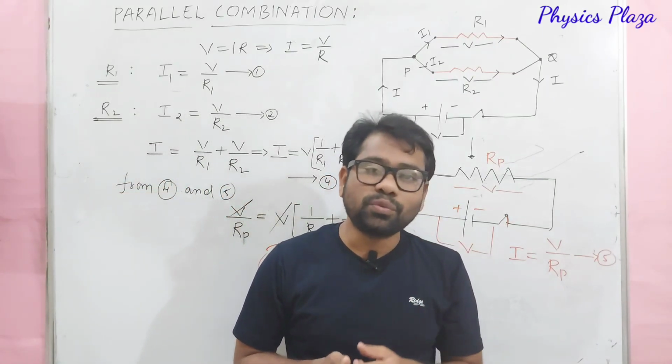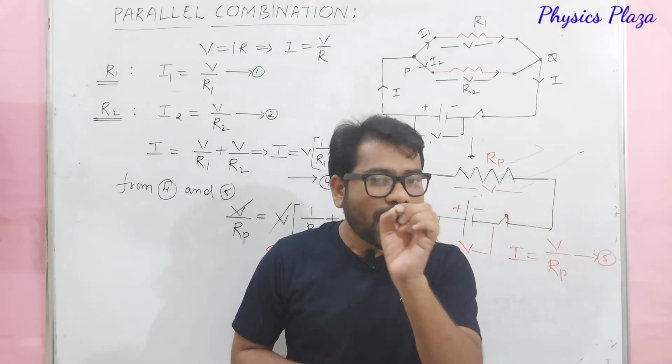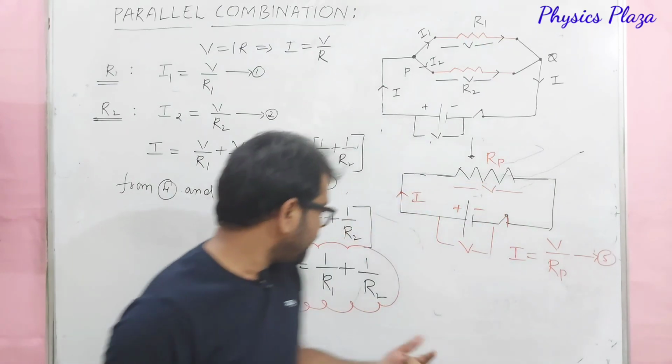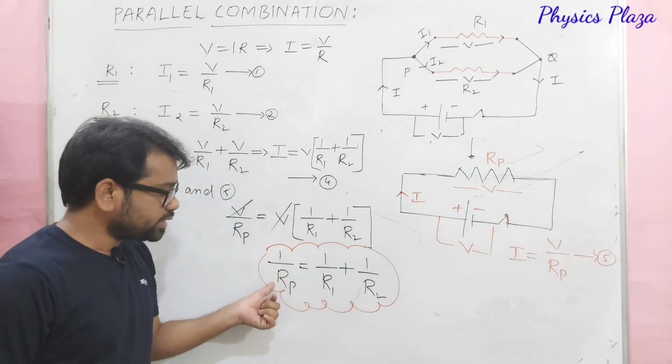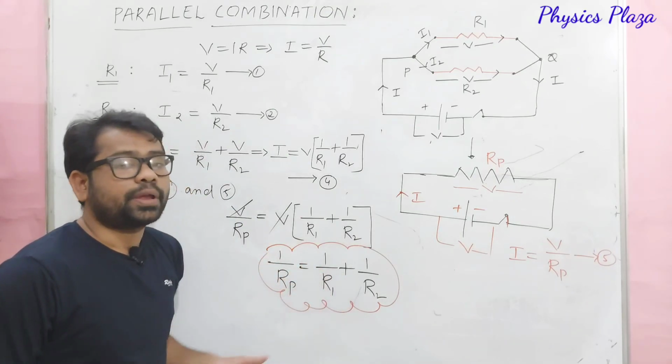Very important. In series combination, what did we get? RS is equal to R1 plus R2, we got. But whereas in parallel combination, 1 by Rp is equal to 1 by R1 plus 1 by R2.